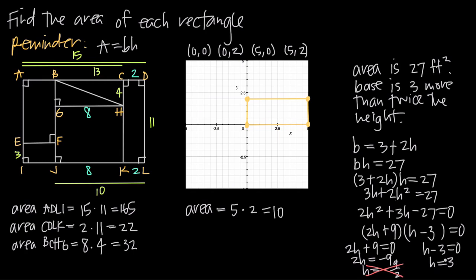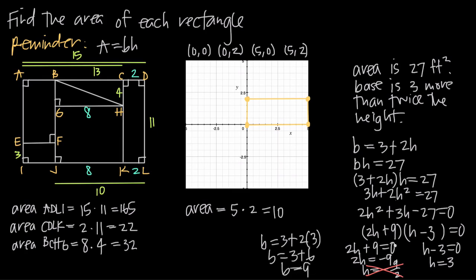So now we just want to plug this back in to our b equals 3 plus 2h equation to get a dimension for the base as well. So we'll say b is equal to 3 plus, and then instead of 2h, we'll say 2 times 3, since we already found that h was 3. So b is going to be equal to 3 plus 6, or b is equal to 9.